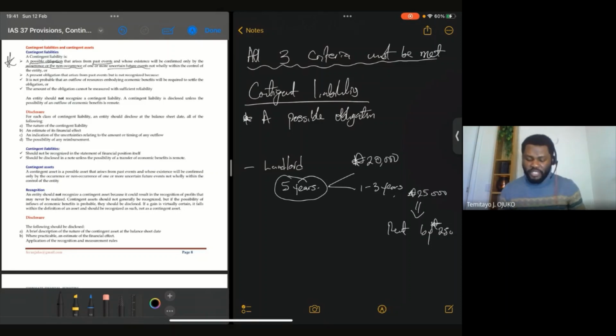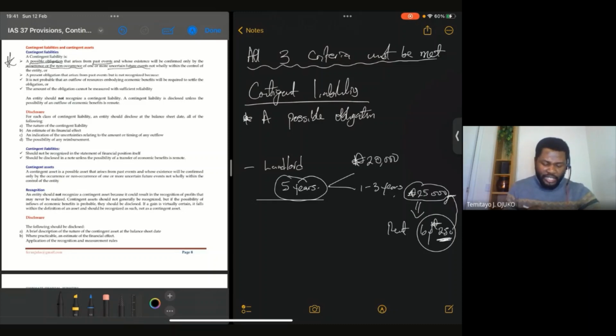Now, what does this mean? It means that this additional liability of 250, as a result of signing this contract of 5 years, is as a result of uncertain future events. What is that uncertain future event? That my salary will increase by 5,000 naira to 25,000 naira. Now, it is an uncertain event. You can see one or more future uncertain events.